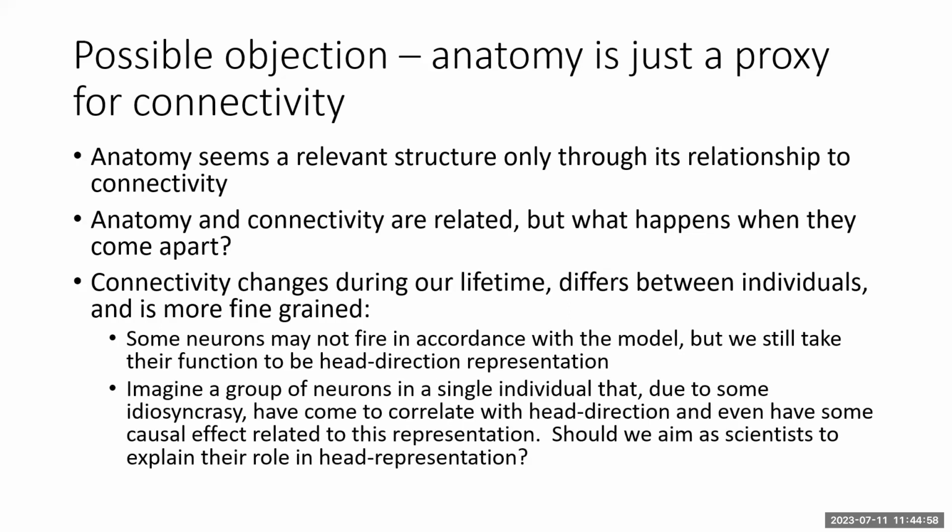And alternatively, let's say we have a group of neurons in a single individual that, due to some idiosyncrasy, have come to correlate with head direction and have some causal effect. Should we aim as scientists to explain what happens to these specific neurons in that specific individual? I think not. I think that's not part of what we want to do in science.